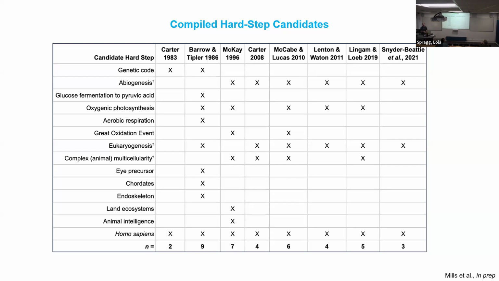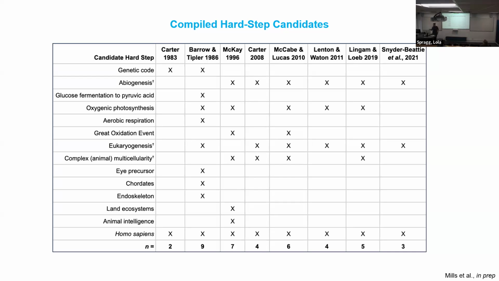Since 1983, a lot of people have attempted to identify these hard steps, and there's a good amount of diversity, but there's also a good amount of overlap. And usually it's only Barrow and Tipler, and maybe Tim and Andy, who were the few to actually look at criteria for what makes a hard step a hard step. So it needs to be something that if it didn't happen, we wouldn't be here. So it needs to be essential to our existence. Ideally, it should have only happened once.